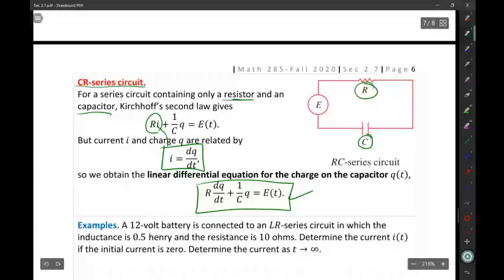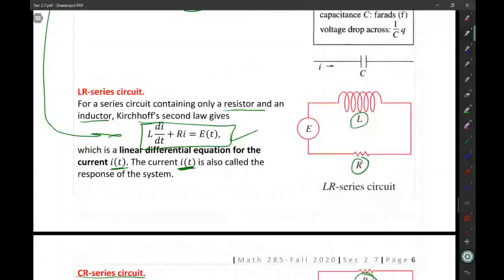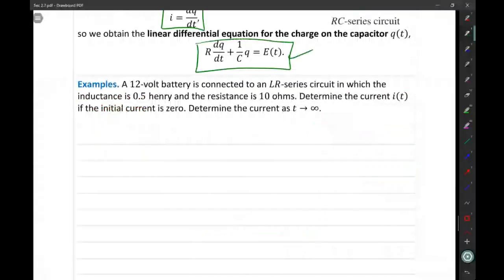So we will have two types of series circuits, LR or CR. LR means it has an inductor and a resistor. CR has just a resistor and a capacitor. Let's see examples and how we can solve them.